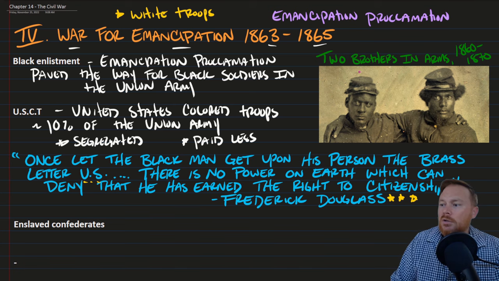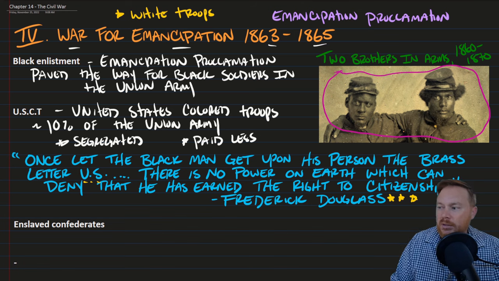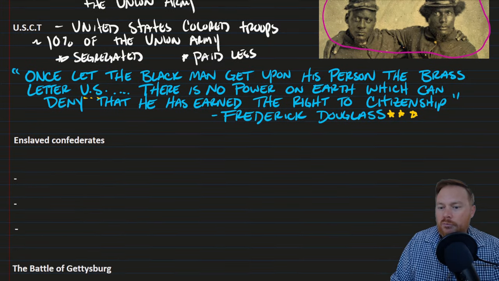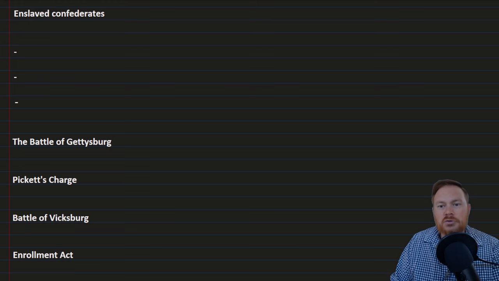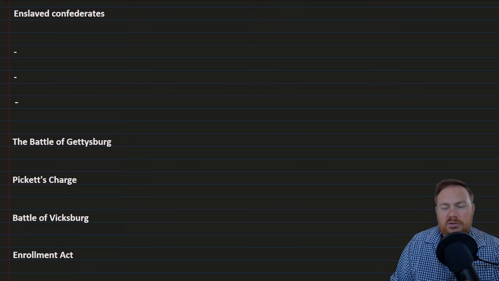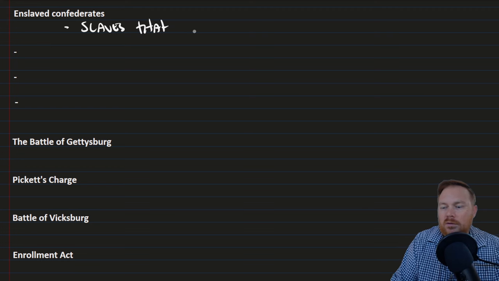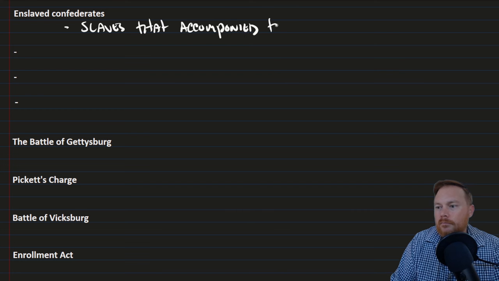And here we have a photo called Two Brothers in Arms of two Black soldiers fighting for the Union side. As they would say in those days, the Black men in blue, blue being the uniform for the Union Army. Your textbook does mention also the way in which enslaved Black men and women were mobilized for the Confederate Army, or the enslaved Confederates. So we'll just say that these were the slaves that accompanied the Confederate Army.